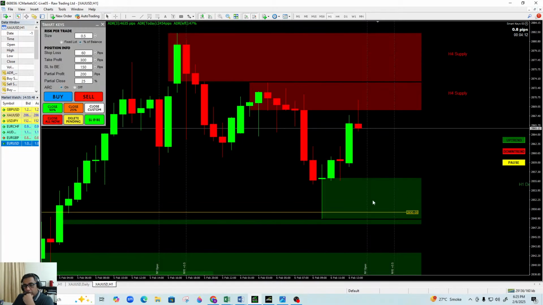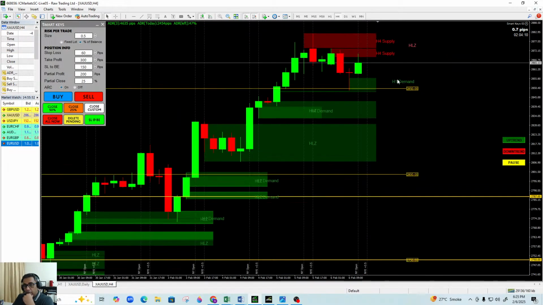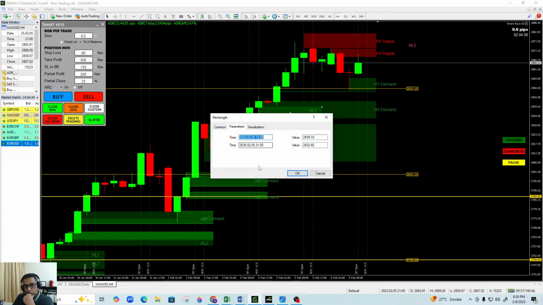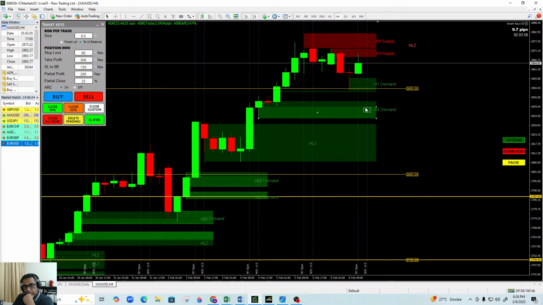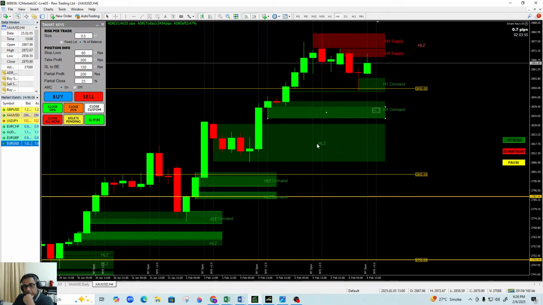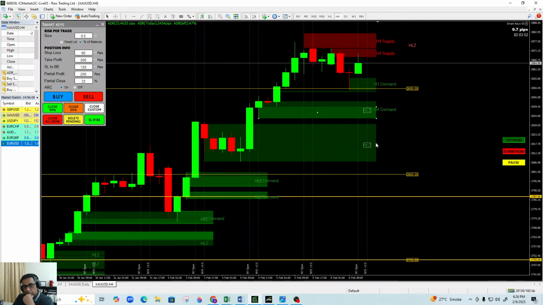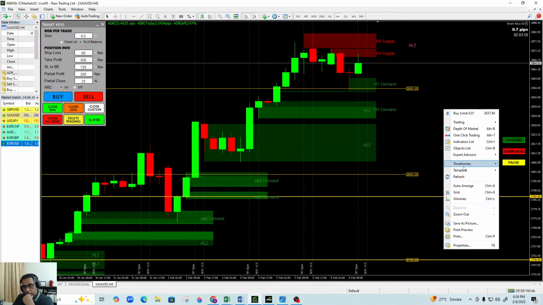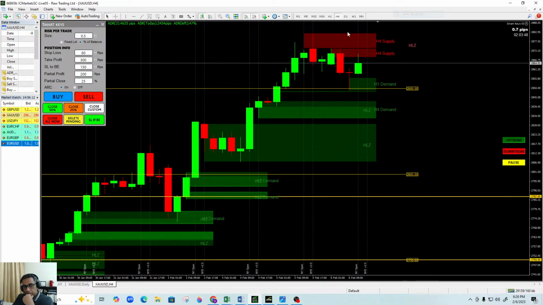So this is 1 hour demand because it's visible only on the 1 hour. So let me get that label there. That's 4 hour demand. Okay. Extend this also to the right. That to the right. That to the right. Save.